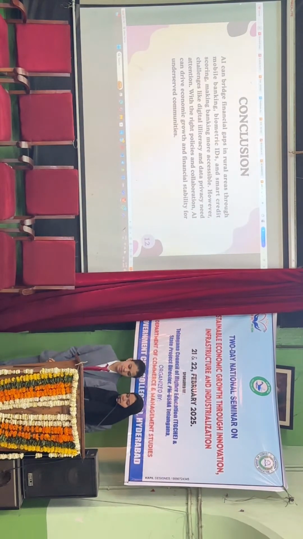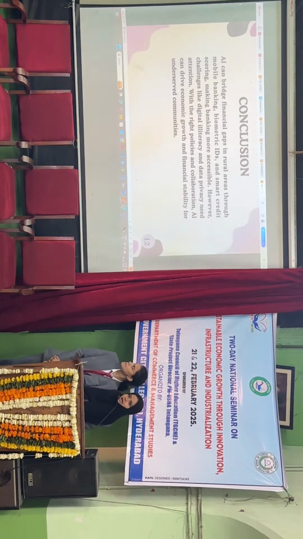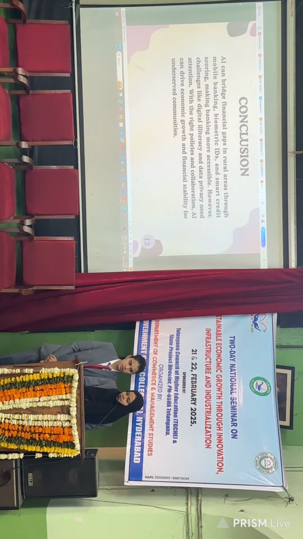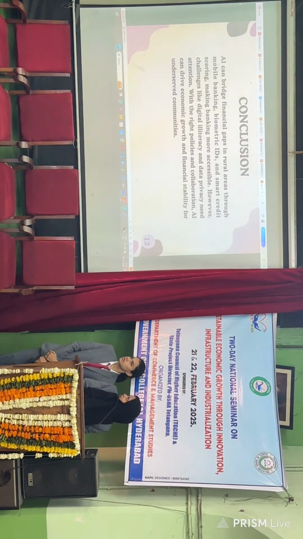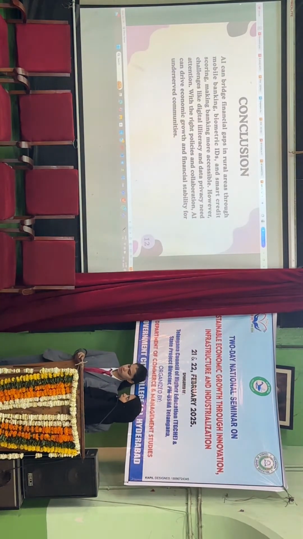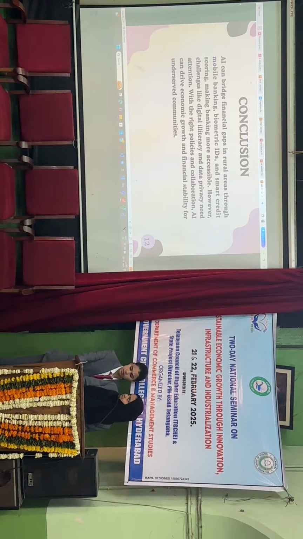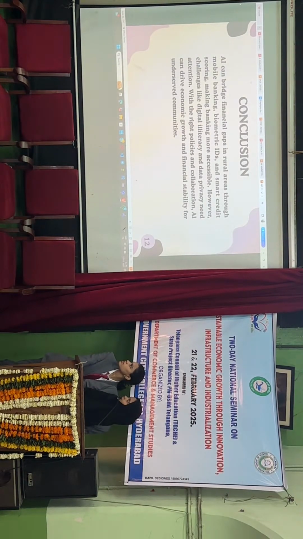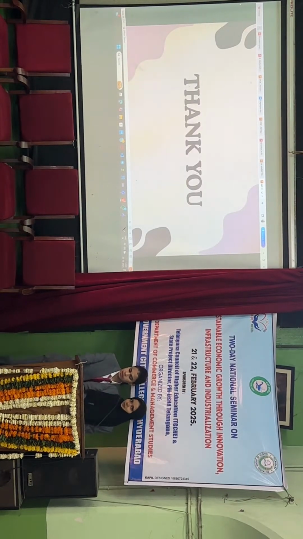Finally, I conclude that AI can bridge financial gaps in rural areas through mobile banking, biometric IDs, and smart credit scoring, making banking more accessible. However, challenges like digital literacy and data privacy need attention. With the right policies and collaboration, this can be overcome. AI can drive economic growth and financial stability for underserved communities. Thank you.